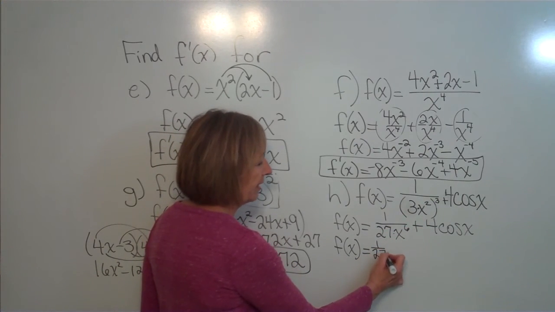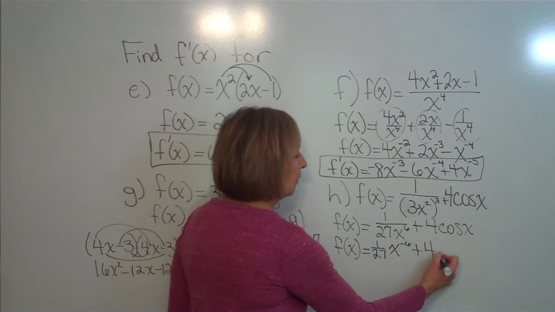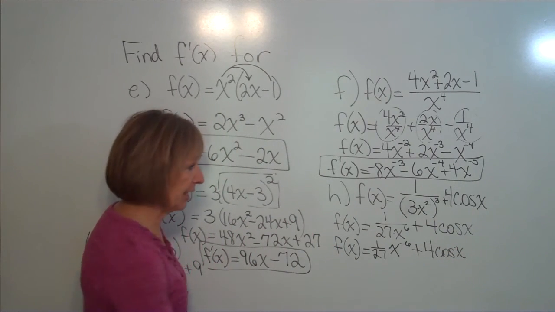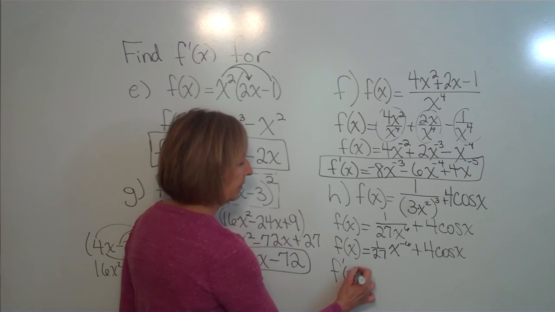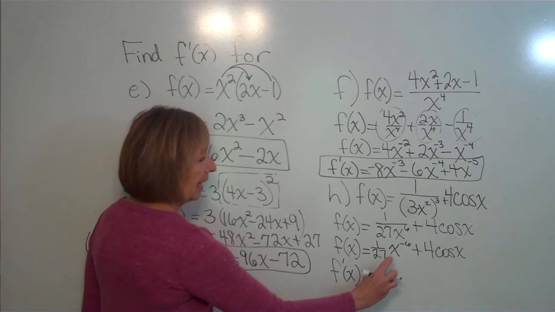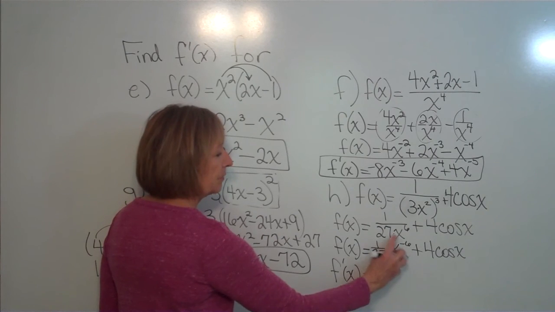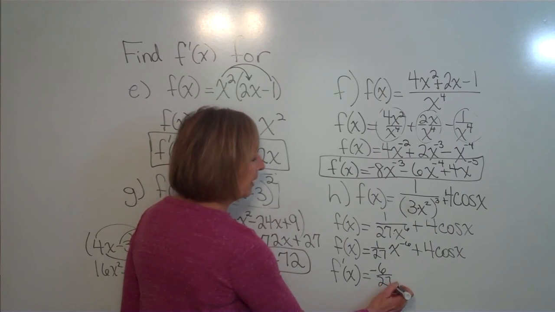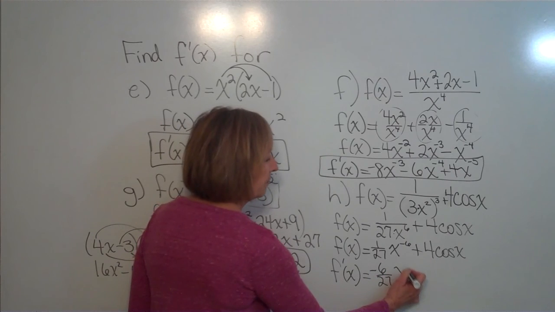So that's 1 over 27 times x to the negative 6th power, and then plus 4 times the cosine of x. Now it's ready to differentiate. So now's the time I need to put that f prime of x notation in there. And then bring the exponent down, multiply to the constant in front. So negative 6 times 1 over 27 is negative 6 over 27. And I know that simplifies. We're going to come back and do that real quick afterwards. So x to the subtract 1 from the exponent, negative 6 minus 1 is negative 7.